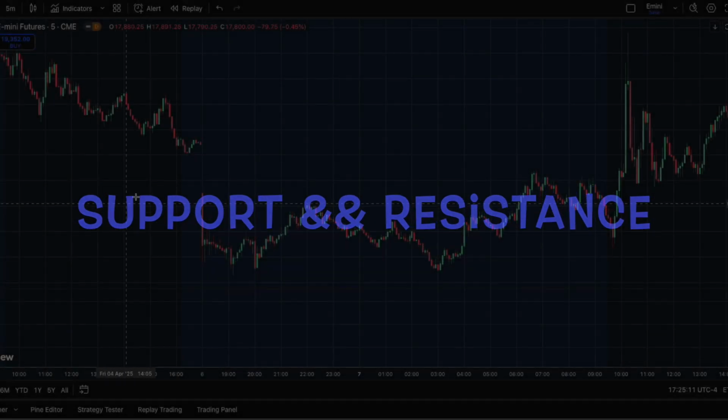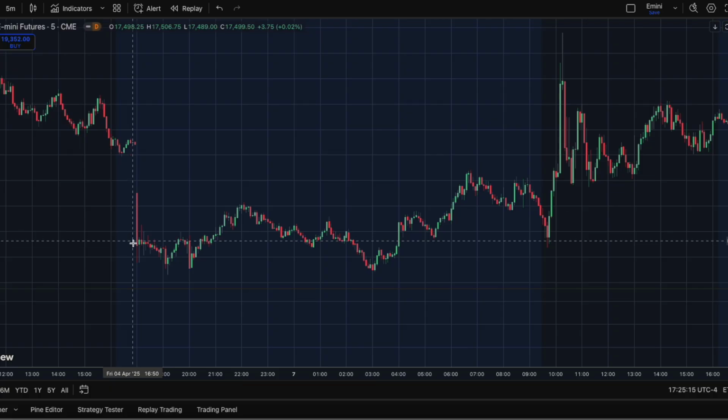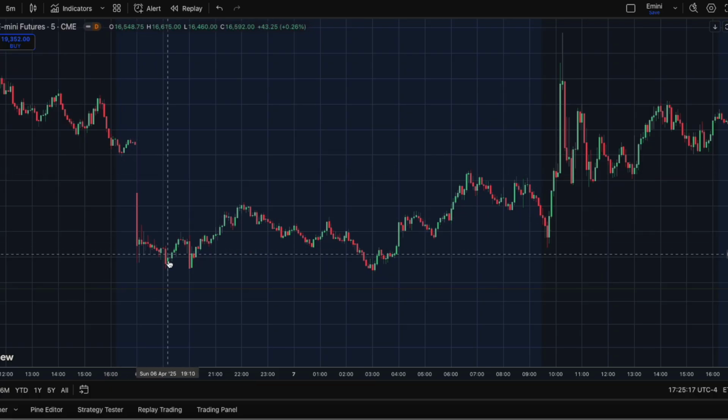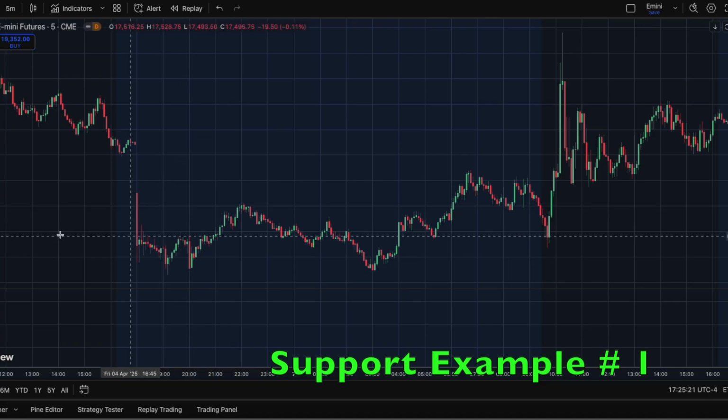Today we're going to look at support and resistance in trading. So, support and resistance are key areas in the market that you want to pay attention to. They work really well in a consolidation type of market or range bound market. You can use support and resistance to make trades.